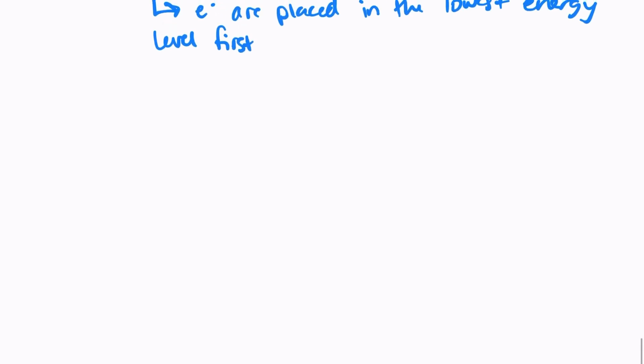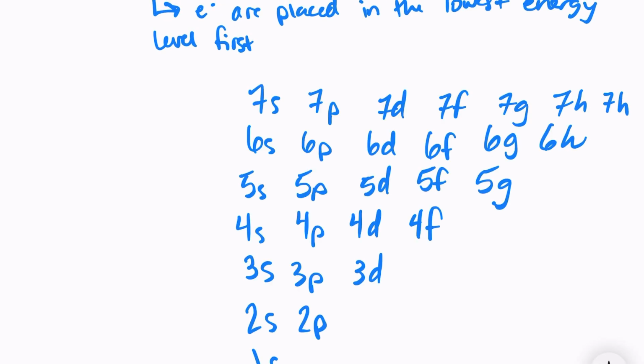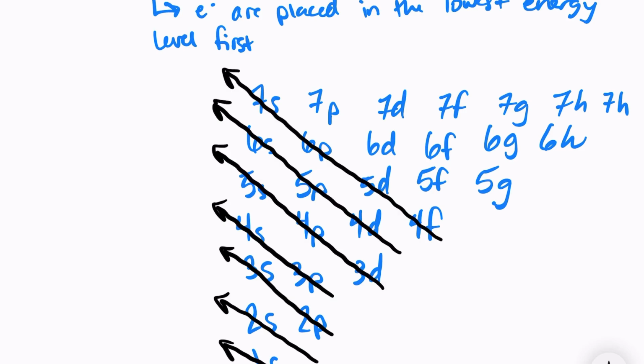Hopefully your teacher showed you this. All that we're going to do is draw diagonal lines moving upwards. So first we would fill 1s, then we would fill 2s, then we would fill 2p, and then 3s, and so on and so forth.